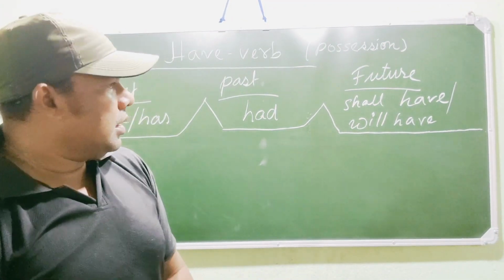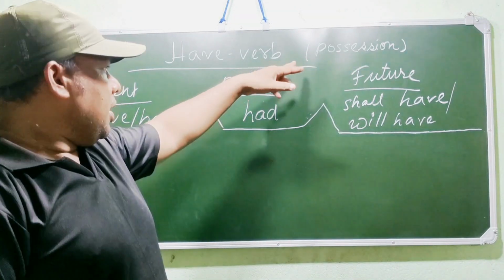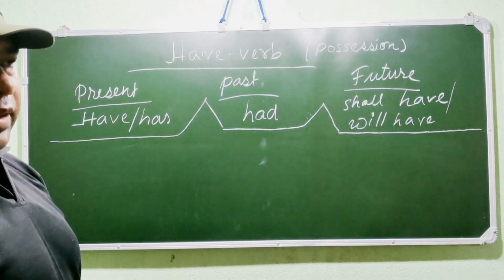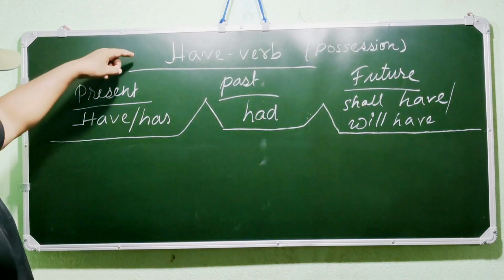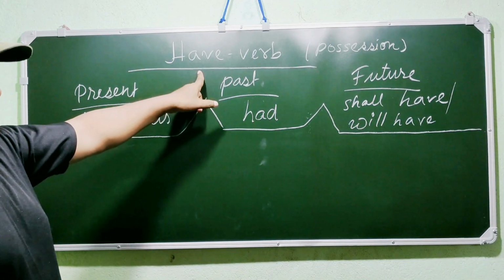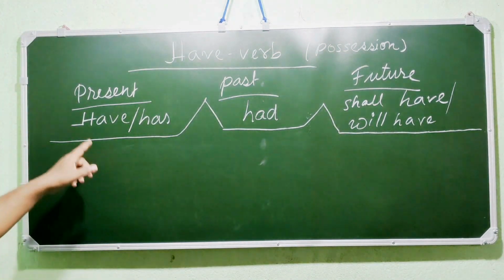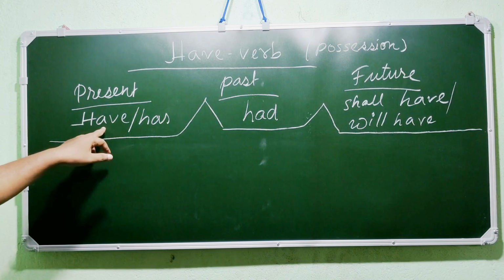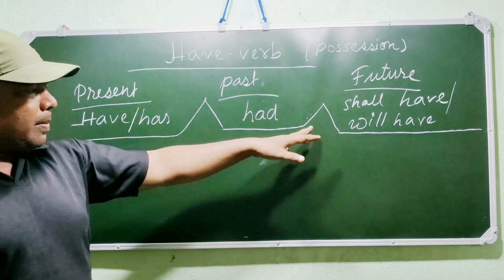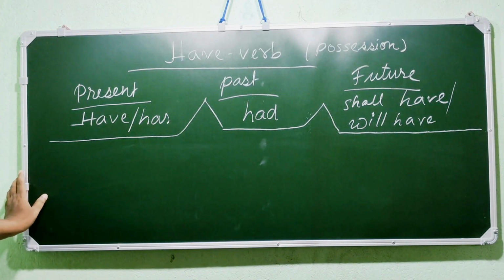Today we'll be discussing the verb "have", which implies the possession of a subject or possession of anything. So first, let us see the three tenses. In the present, what will be the verb? In the past, what will be the verb? And in the future, what will be the verb? In the present, we can find that "have" or "has" is used. In the past we are using "had", and in the future we will be using "shall have" or "will have".